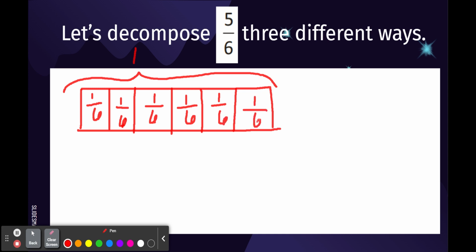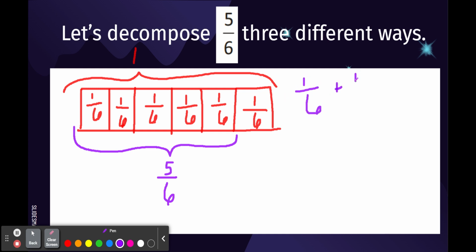Okay, but I need to decompose 5/6. So I'm not going to be using all of it. I'm just going to be using 5 of these pieces. Now, if we want to do a number sentence, I can show this decomposition in a couple of different ways. So I could do 1/6 plus 1/6 plus 1/6 plus 1/6, I almost ran out of space, plus 1/6. That's going to give me 5/6.